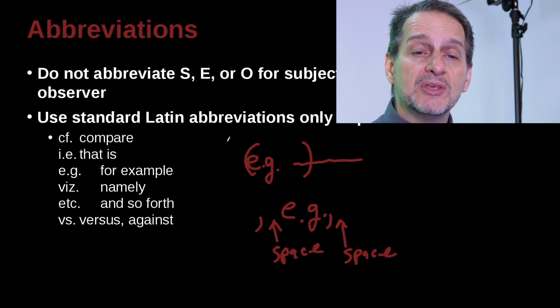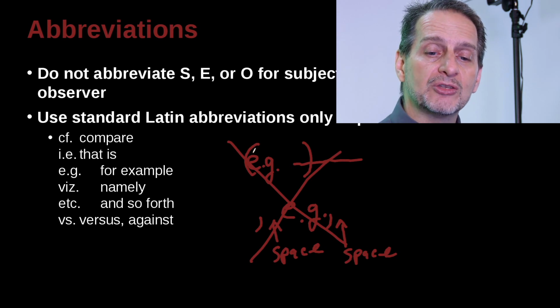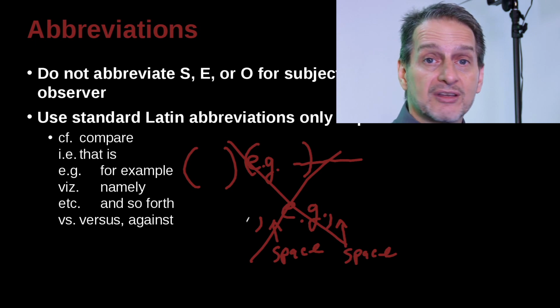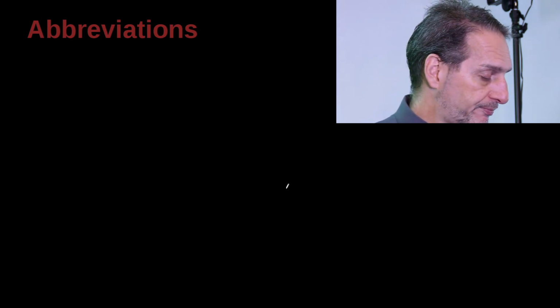Now again, the APA says you probably should not be doing this. You should only be doing it inside the parentheses. You should never do it on its own. However, again, it depends on the journal and what you've been told to do. If you do use it outside the parentheses, though, you do need to remember comma before, comma after.